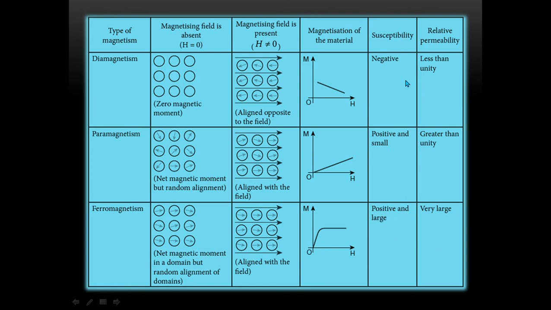Susceptibility is negative for dia, positive and small for para, positive and large for ferromagnetism. Relative permeability: less than unity, greater than unity, very large. This tabulation is very important to understand the behaviors or characteristics of diamagnetism, paramagnetism and ferromagnetism. Thank you very much.